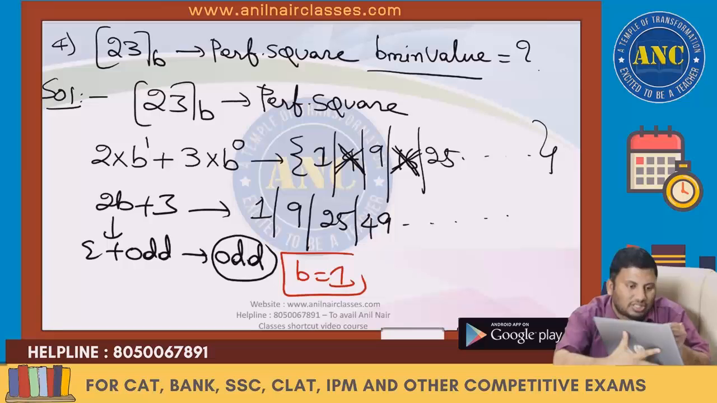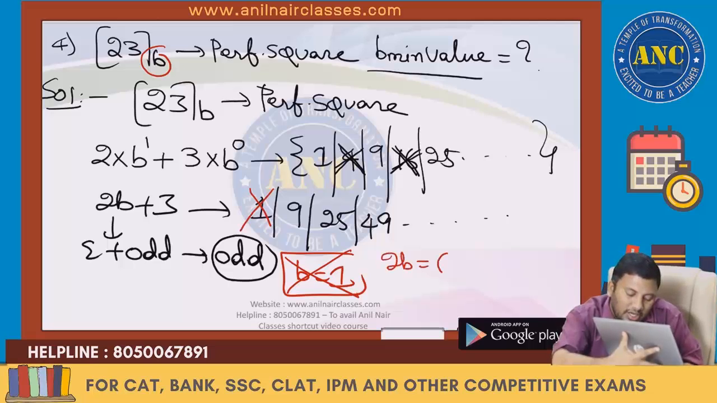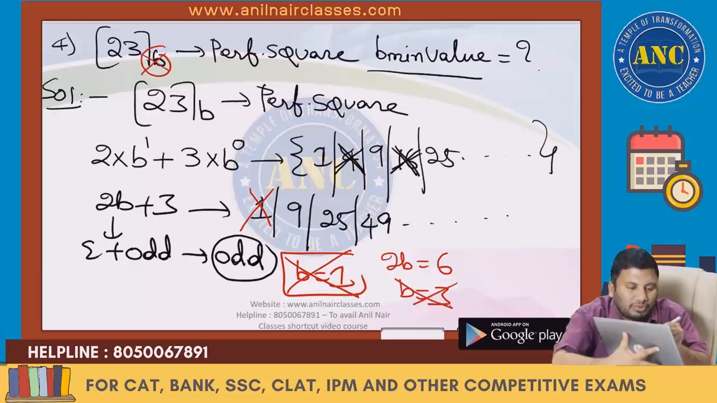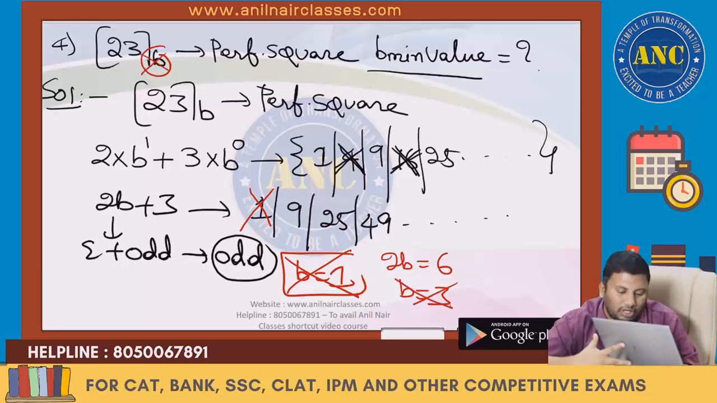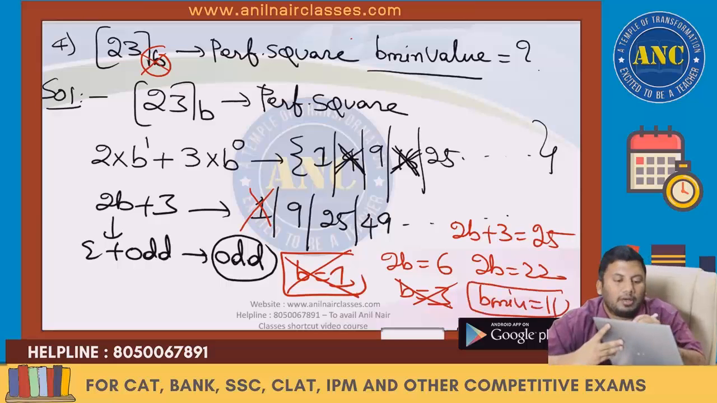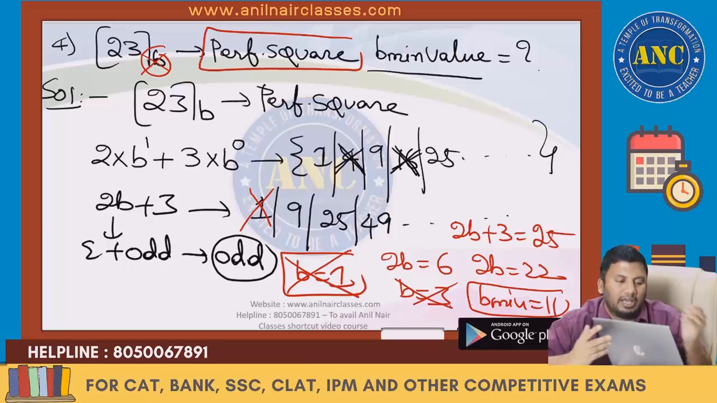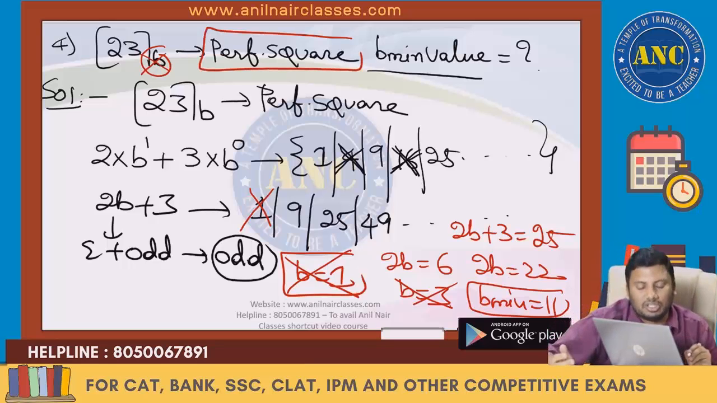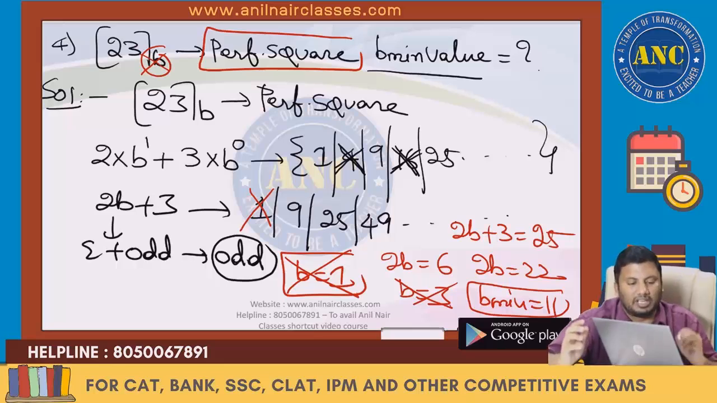In a base system 1, digit 3 won't come. So this is out. 2B plus 3 is 9. 2B is 6. B value 3. In a base system 3, digit 3 won't come. 2B plus 3, it is 25. 2B equivalent to 22. B minimum is 11. What is the lowest base in which 23 will be a perfect square according to this question? B is 11. I hope it is clear.